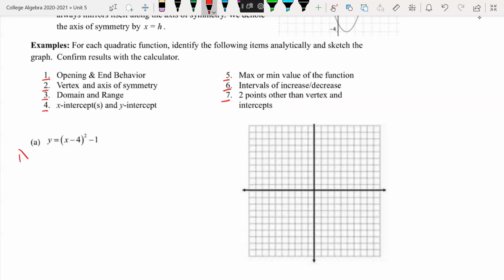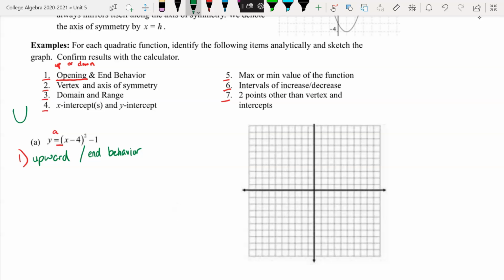So the first one is, does it open upward or downward? So that's what it means by opening, up or down. Well, all you have to do is look at the A. Well, the A is out here. Right? If there's no negative there, that means it's going to open upwards. It's going to be positive. Now, the nice thing is you can use that to answer your end behavior question. So end behavior is based on whether it opens upward or downward.